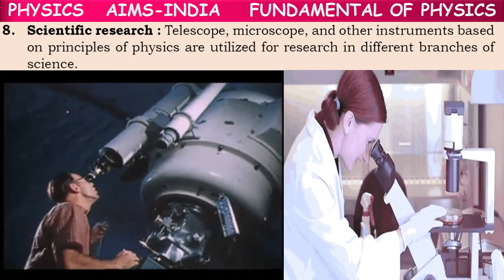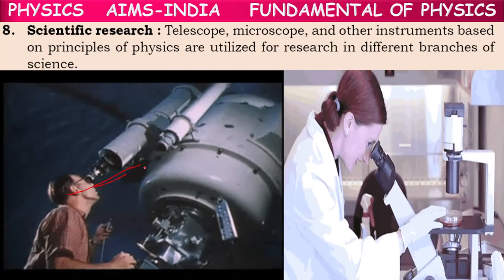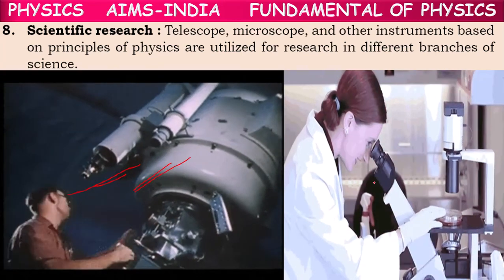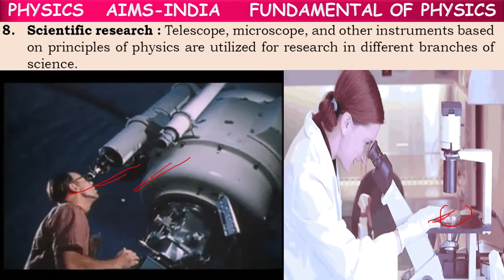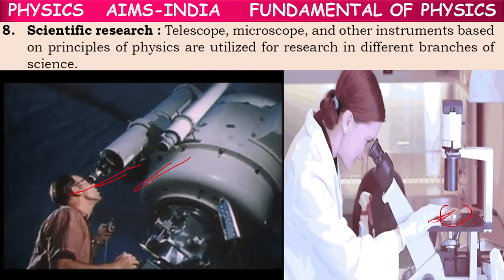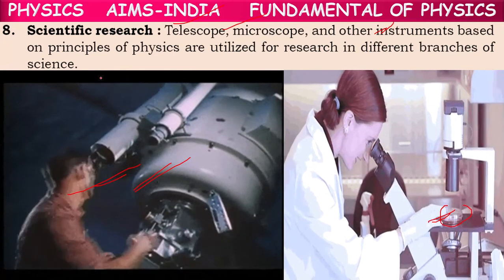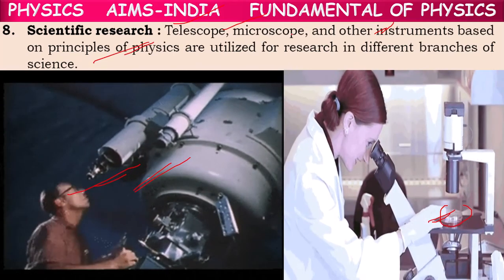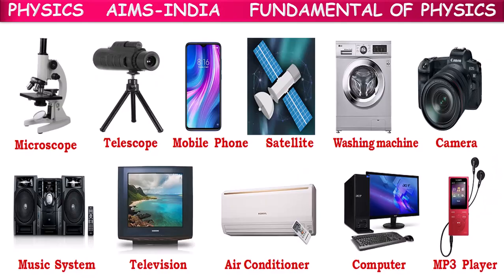Still, for researching what is there in the universe, about macro elements which are very, very big or at larger distances, and micro, which are microscopic, very, very small, which we cannot see with our naked eye, for observing those micro objects also, they have invented the telescope, microscope and other instruments to identify the principles of physics. And they are doing so much research in different branches of science.